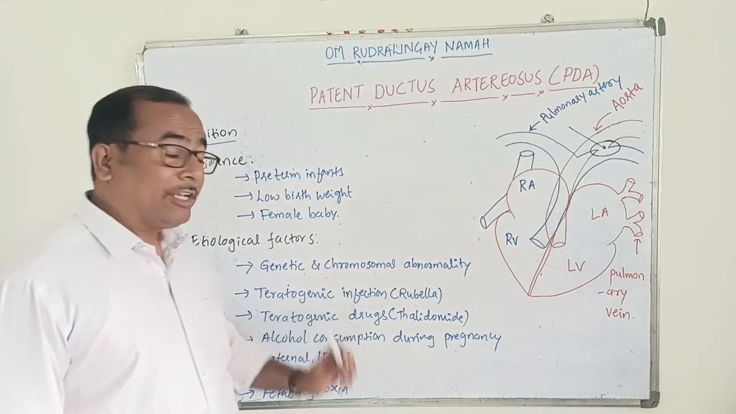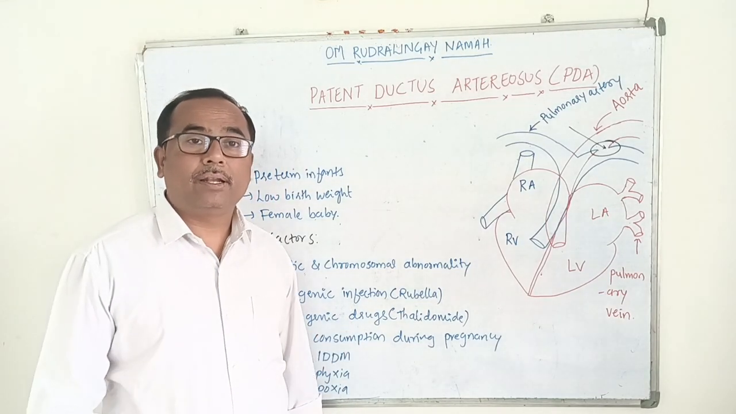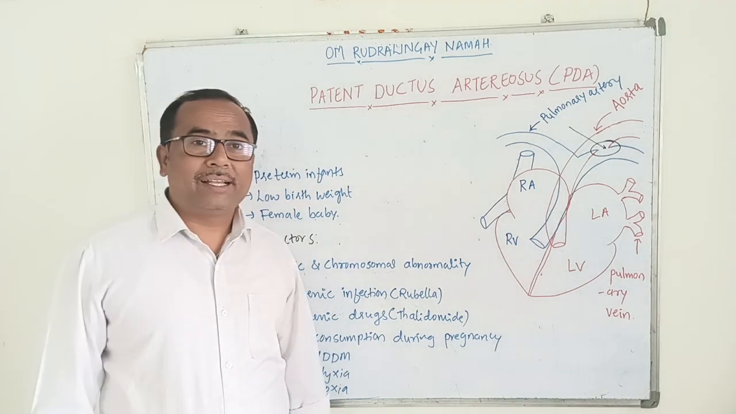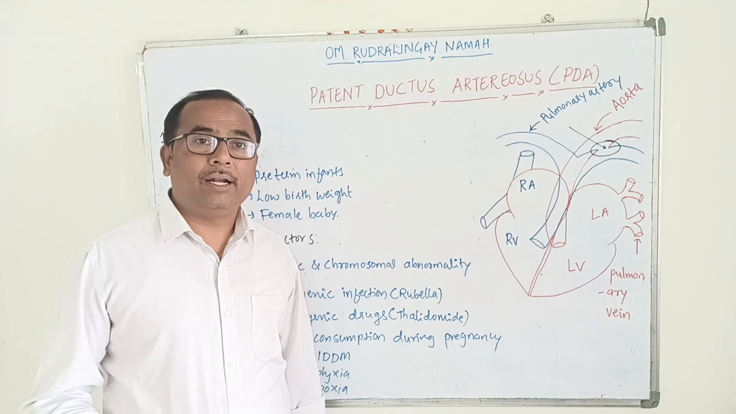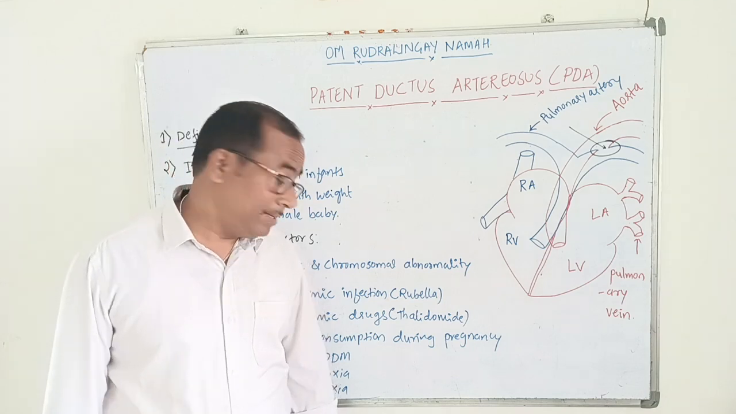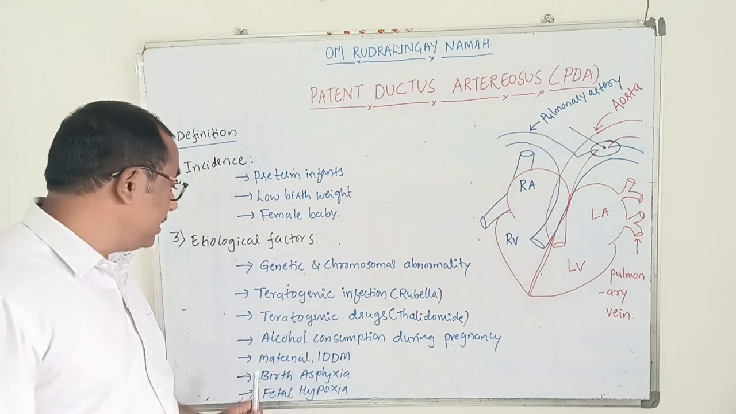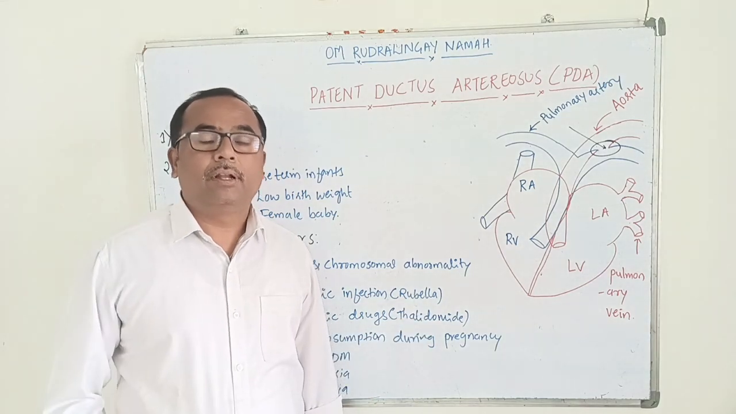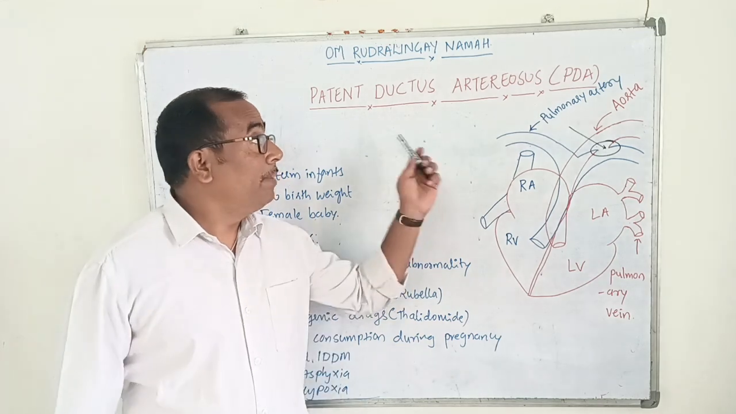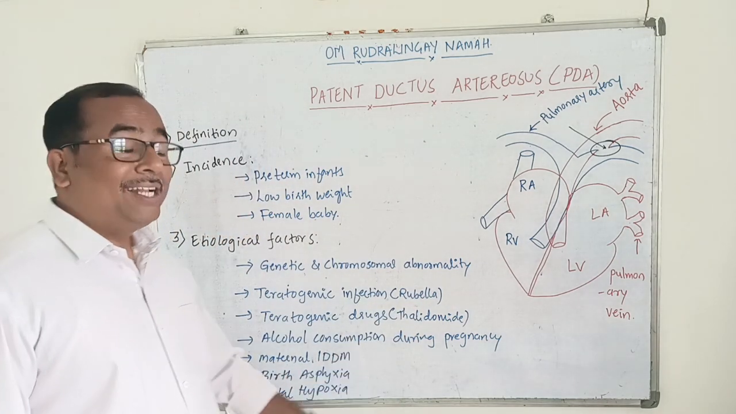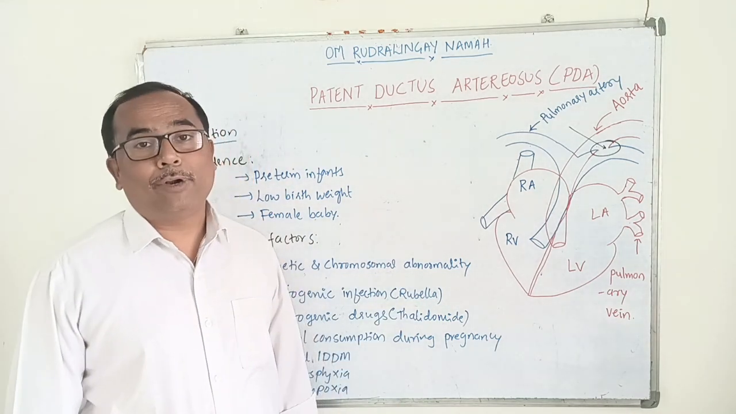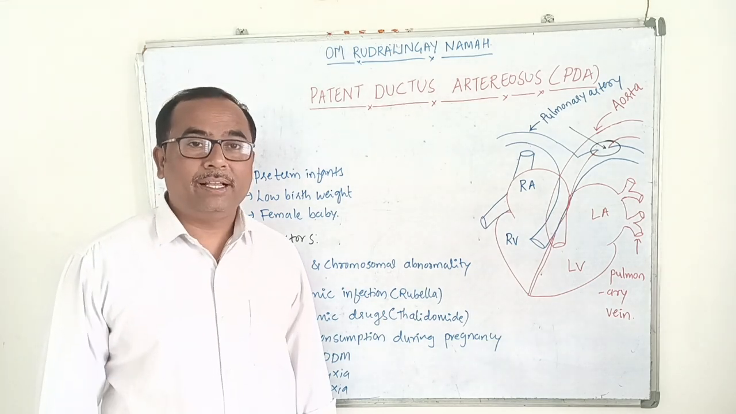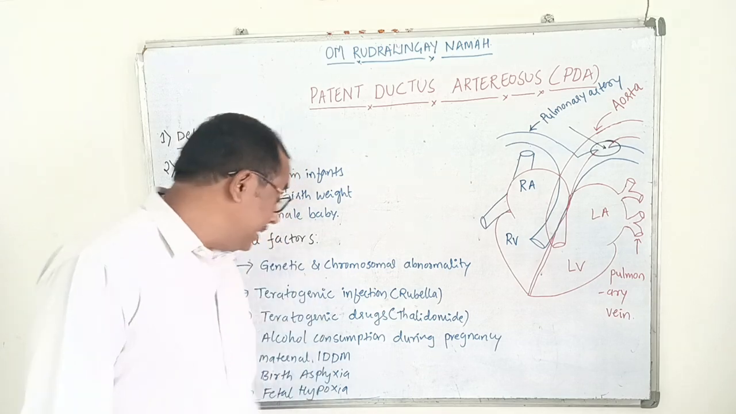Next, teratogenic infection: infection in the mother during the first trimester of pregnancy. Teratogenic drugs, like thalidomide, taken by the mother during the first trimester can result in patent ductus arteriosus. Excessive alcohol consumption during pregnancy can also give rise to it. Maternal insulin dependent diabetes mellitus, that is type 1 diabetes mellitus, puts the mother at risk of giving birth to a baby with patent ductus arteriosus.